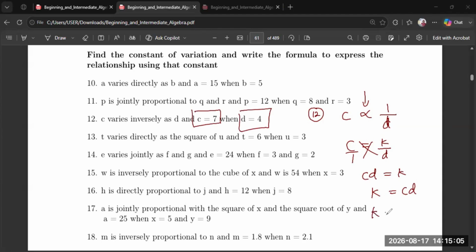So when you plug in the value of C as 7 and D as 4, the relationship between C and D is multiplication. That's why we are doing 7 times 4. C times D is the same as CD, and that's why we are doing multiplication. So K is finally going to be 28 because 7 times 4 is 28. So that will be all for this particular question.